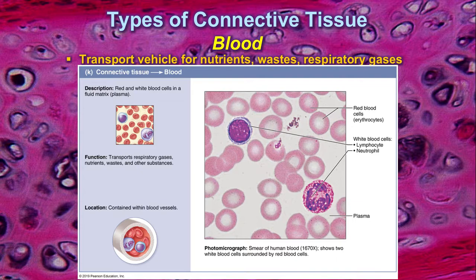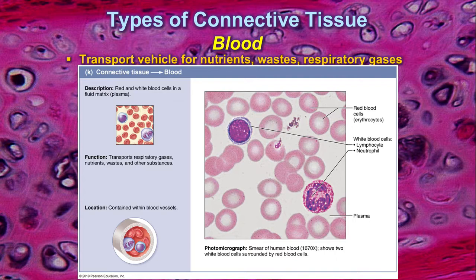Okay, so we're going to finish chapter 4 today. We only have a little bit of connective tissue left, and then a couple of pulling things together, and then we'll start the integumentary system. All right, so our next connective tissue is blood.